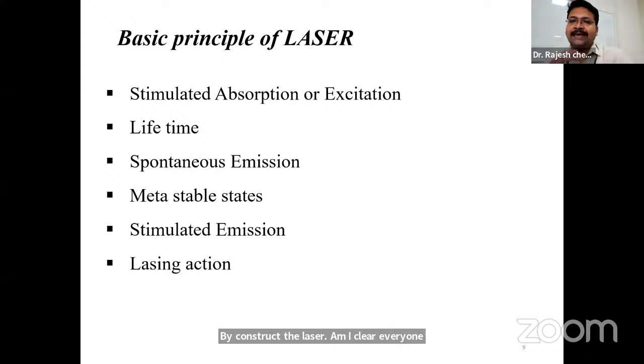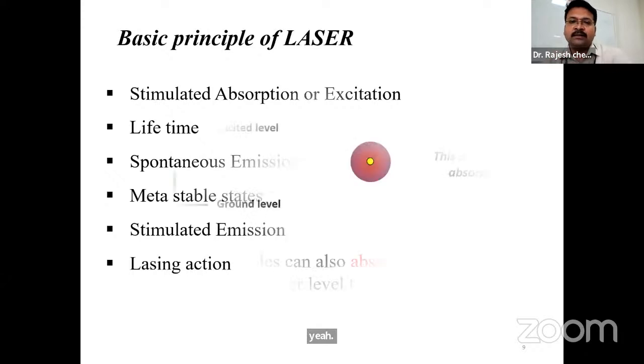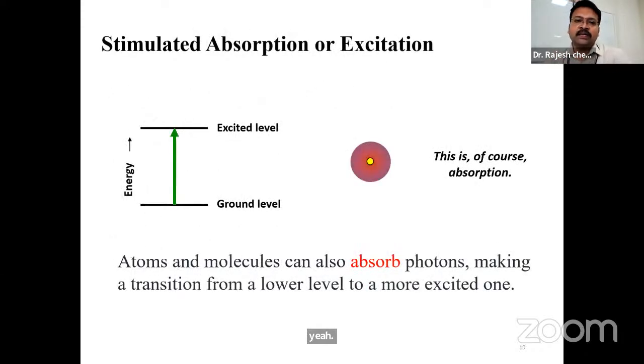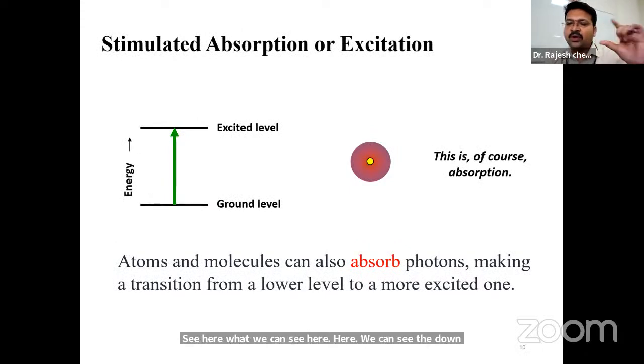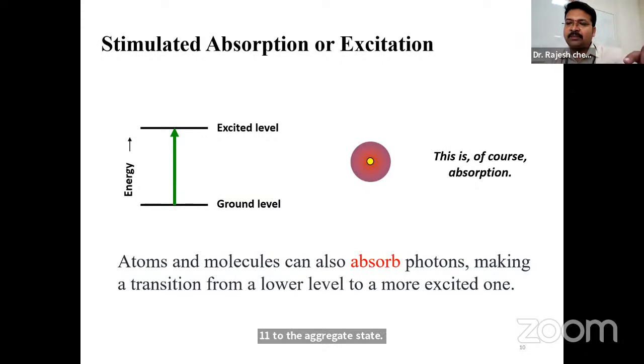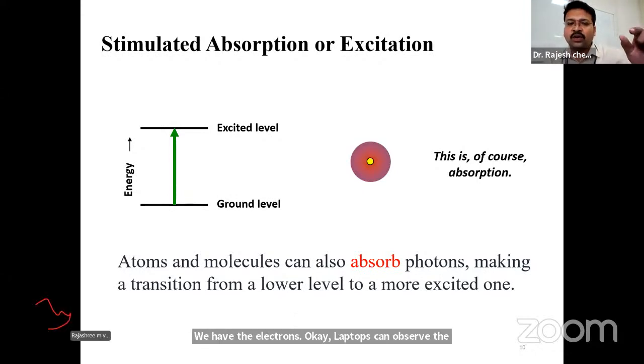So now we can see the individual topics. What is stimulated absorption or excitation? What does it mean? Here we can see the ground level to the excited state. Here you have to think that in the ground level we have the electrons. Electrons can absorb the energy in the form of a photon, and that photon can excite it to the excited level.